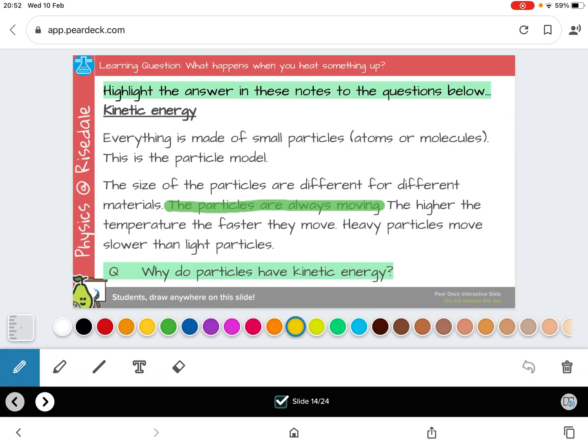So to recap, everything is made from particles and the size of the particles differ from material to material, but in all materials these particles are moving. The higher the temperature, the faster the particles move, and heavy particles will move slower than lighter particles.